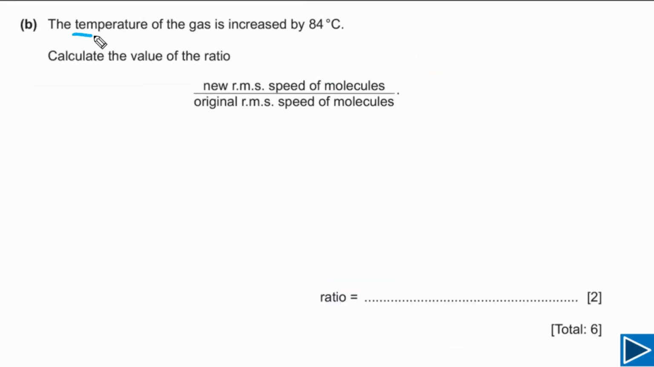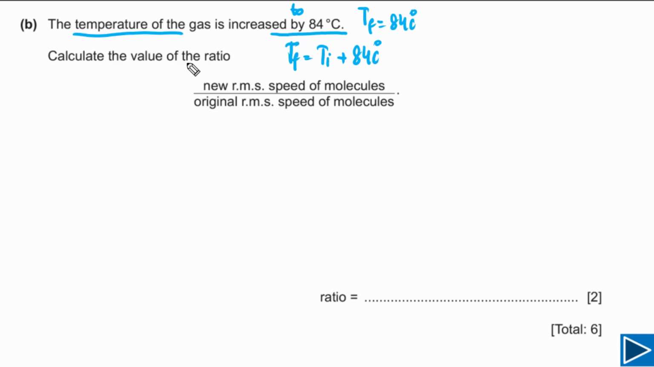For part B, it is given to us that the temperature of the gas increased by 84 degrees Celsius. Increased by simply means that the final temperature is equal to the initial temperature plus 84 degrees Celsius. If it was written here increased to, then you can say the final temperature will be equal to 84 degrees Celsius. So you need to be very clear what is meant by increased by and what is meant by increased to. This is a common mistake made by many students. So you have to be very clear about the language of the question.